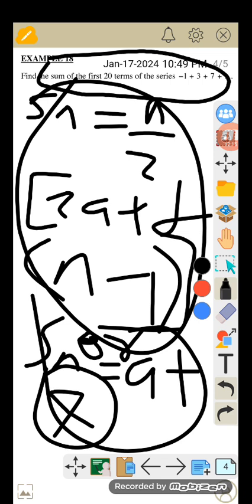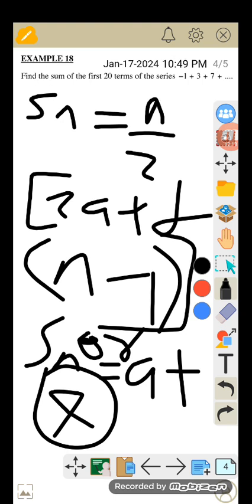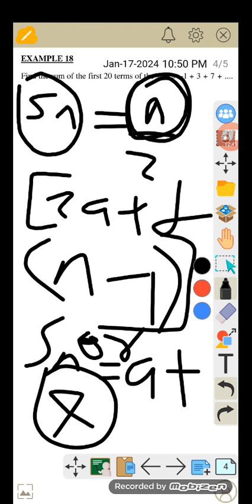But first, I'd like to introduce you to the variables. Remember, Sn is the sum of my terms, like the sum of 20 terms or sum of 30 terms, that value that I get when I add my terms. And n is my number of terms. If I have 20 terms, I'm going to put 20 there.